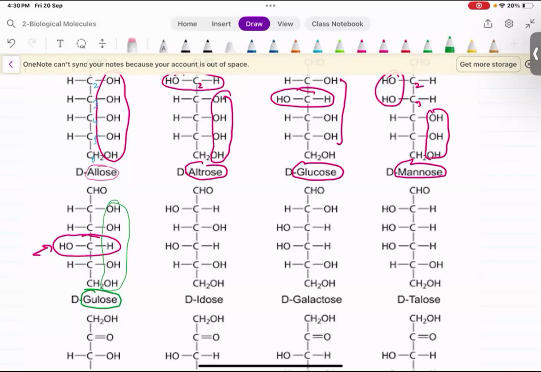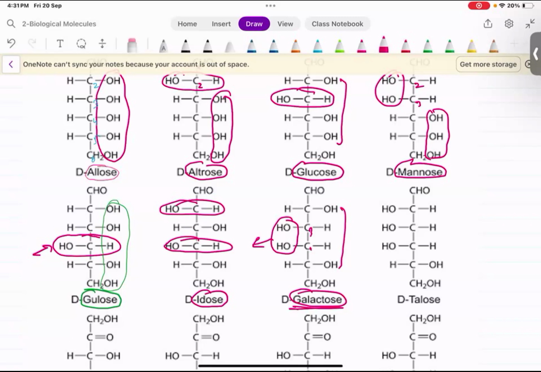And if there is a hydroxyl group on carbon number 2 and on carbon number 4 on the left side, then it is idose. You might have heard about galactose. Galactose will have hydroxyl groups on carbon number 3 and carbon number 4 on the left side and the rest of them on the right side. So that would be galactose. If there are 3 hydroxyl groups on the left side and these 2 on the right side, then it is tallose.